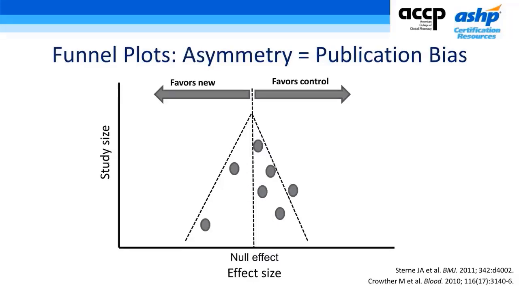However, in contrast, in this graph, there is quite a bit of asymmetry, so there is publication bias depicted here. We see on the right-hand side of the null effect 5 articles versus the 2 articles on the left-hand side. So there's some kind of issue going on here with the studies that were included regarding publication bias.